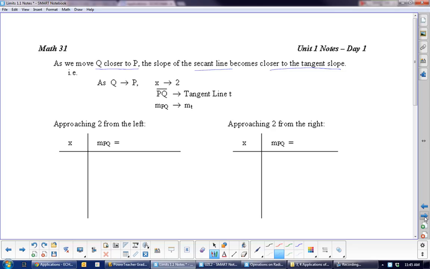Okay, so let's find this slope, the m of PQ. So this is how we do it, m with a little p and a q. Now just remember the slope formula is y2 minus y1 over x2 minus x1.